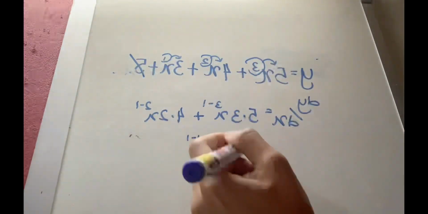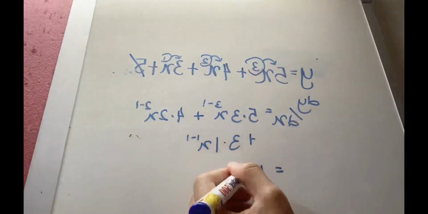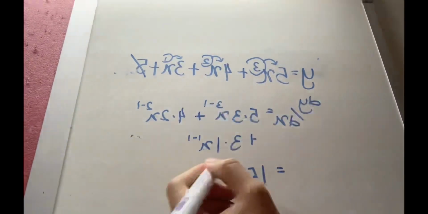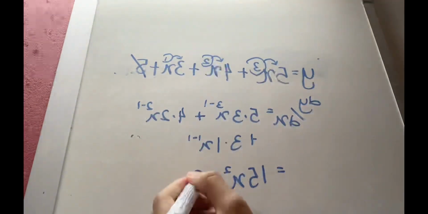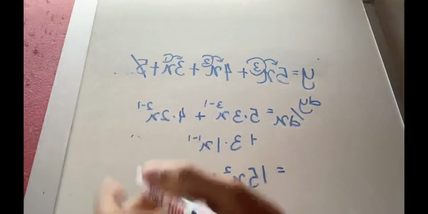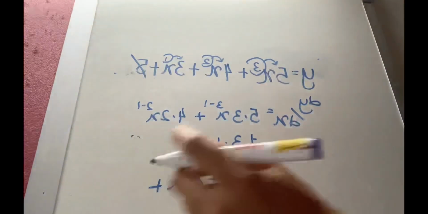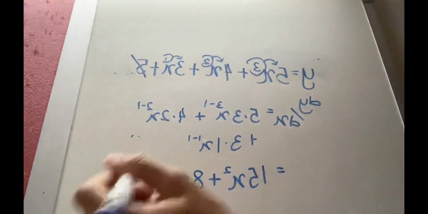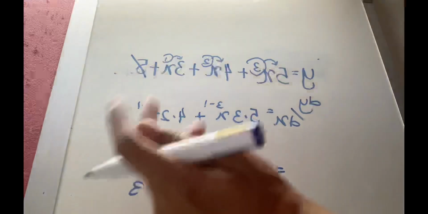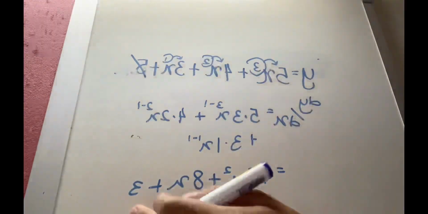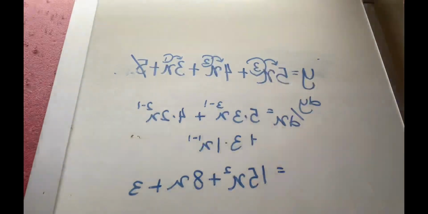Alright, we write it all together. 5 times 3 is 15, x to the power of 3 minus 1 is 2, plus 4 times 2 is 8, x to the power of 2 minus 1 is 1, so therefore we just write x, plus 3 times 1 is 3, x to the power of 1 minus 1 is 0, so therefore x to the power of 0 is nothing, and the answer is just 3. So dy/dx equals 15x squared plus 8x plus 3.